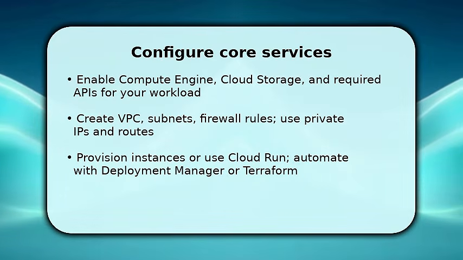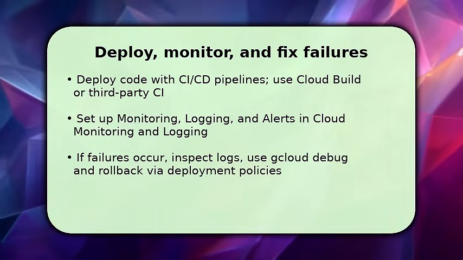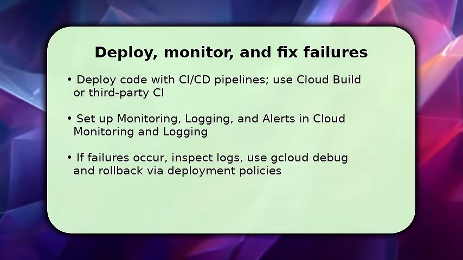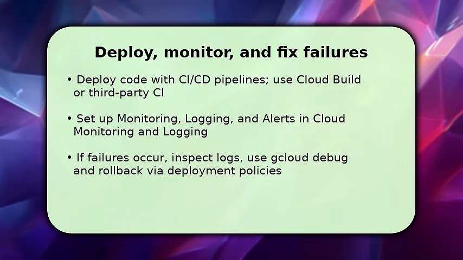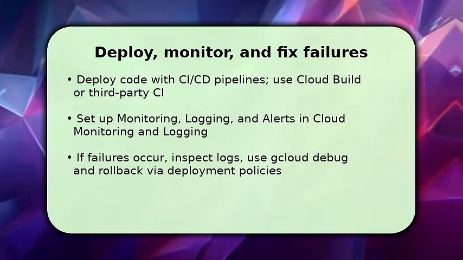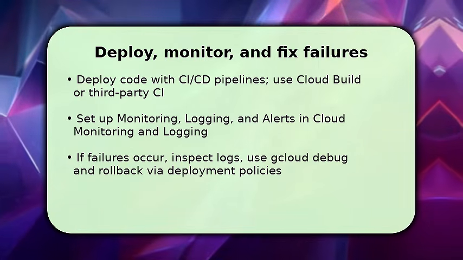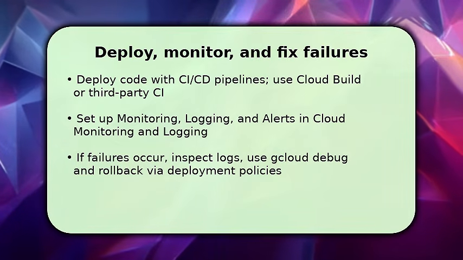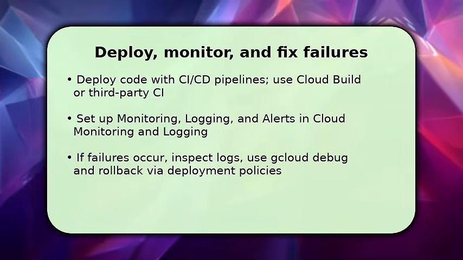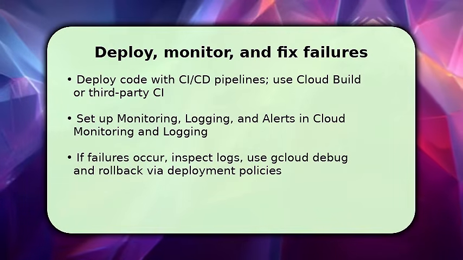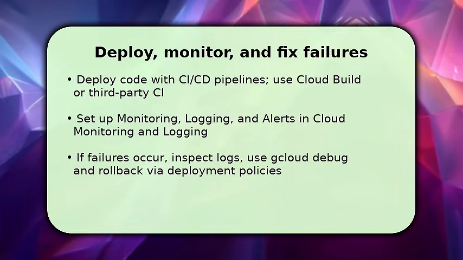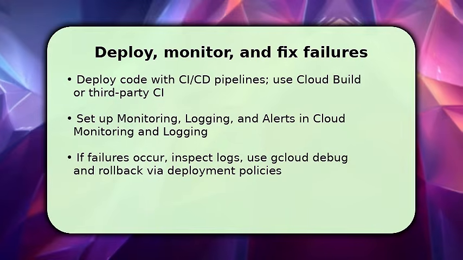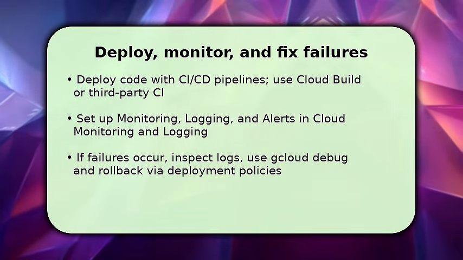You finish by deploying through CI/CD, using Cloud Build pipelines to build and deploy artifacts automatically. This minimizes human error. Once live, make sure monitoring and logging are configured with sensible alert thresholds so you see issues early. If something breaks, check logs in Cloud Logging, run gcloud debug or Stackdriver traces to pinpoint the problem, and roll back a bad deployment if needed.